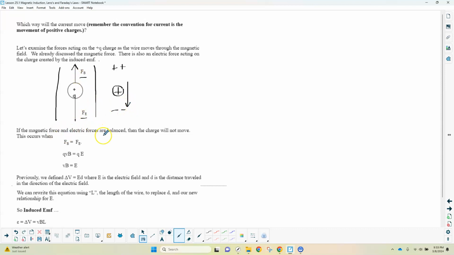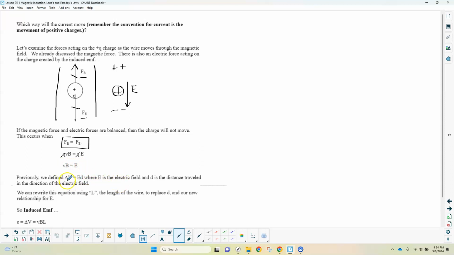And if the magnetic force and electric force are balanced, then the charge won't move. And this occurs when they're equal. So if they're equal, those two forces are balancing each other out. If we think about it as a free body diagram, they both have a charge in their equation. So QVB is the force on a charge moving through a magnetic field, and QE is the force on a charge in an electric field, which goes from the positive to the negative. That's what's happening here. So QVB equals QE. The Q's drop out, and we get that the velocity times the magnetic field is equal to the electric field.